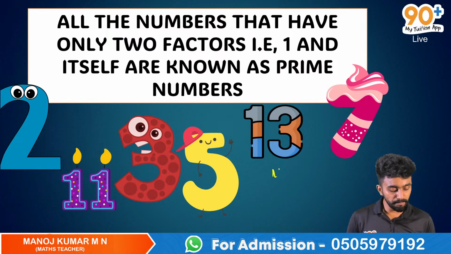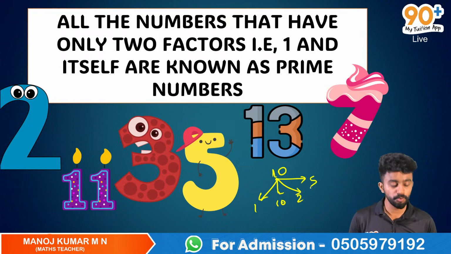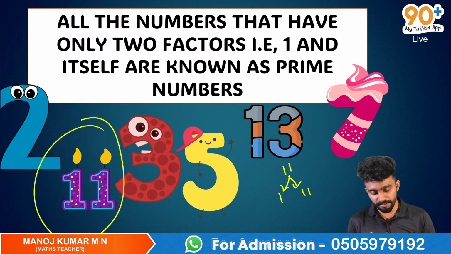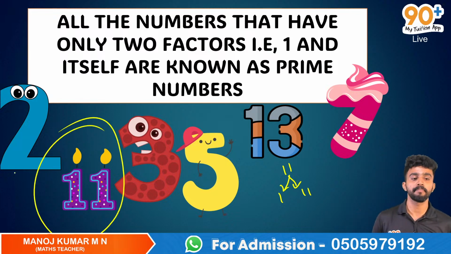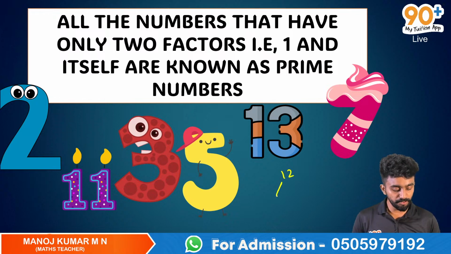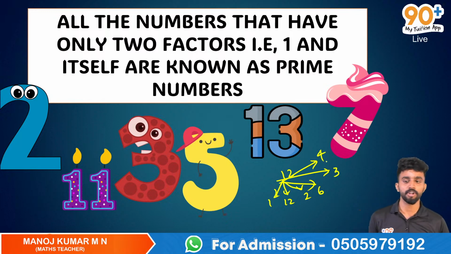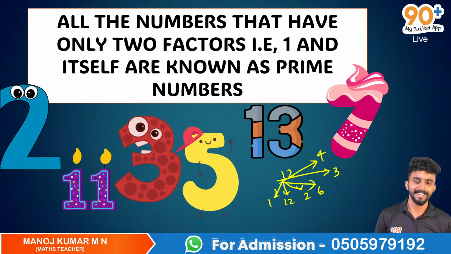So for the number 10, you will have 1, 10, 2 and 5, because 2 into 5 is 10. For the number 11, it is just 1 and that particular number 11. So 11 is also a prime number. For the number 12, you will have different factors, right? 1 is there, 12 is there, 2 is there, 6 is there. 2 into 6 is also 12. And we have 3 and 4 as well. 3 into 4 is also 12. 4 into 3 is also 12. It goes like that.